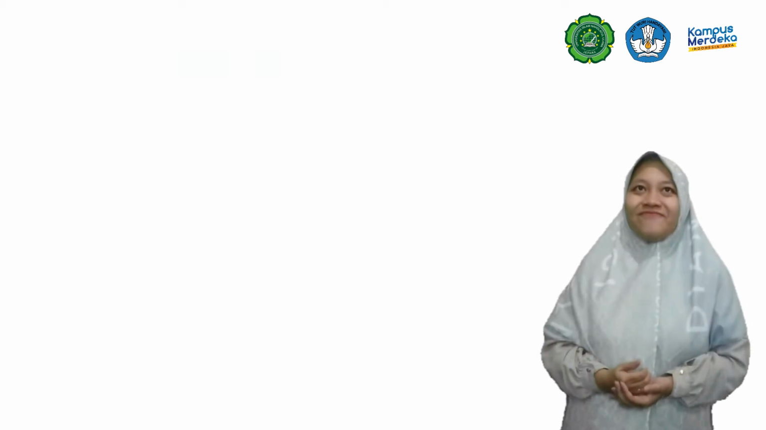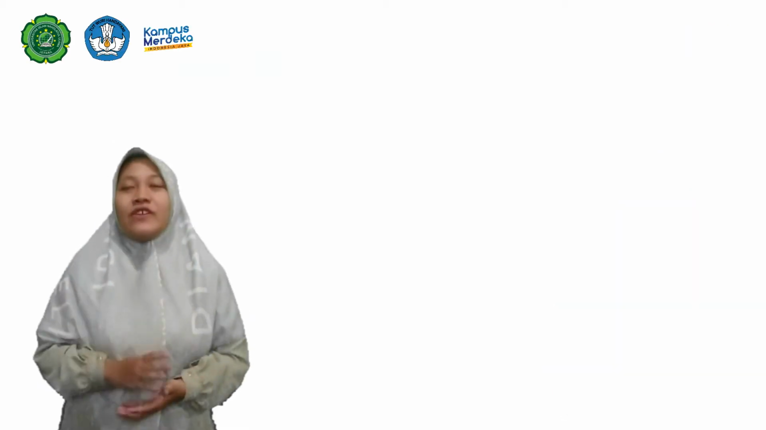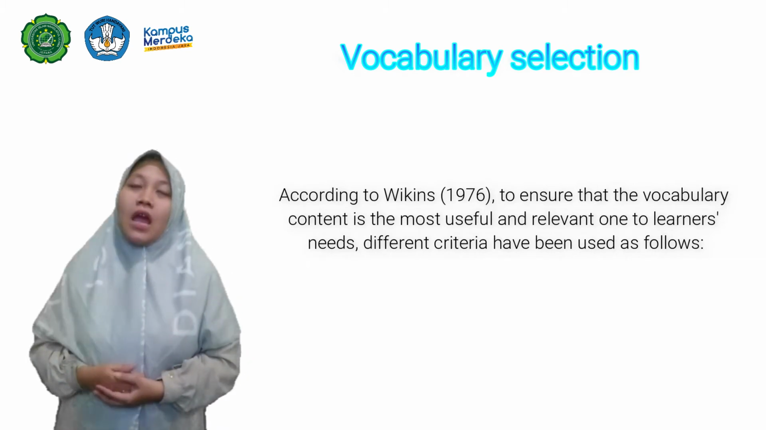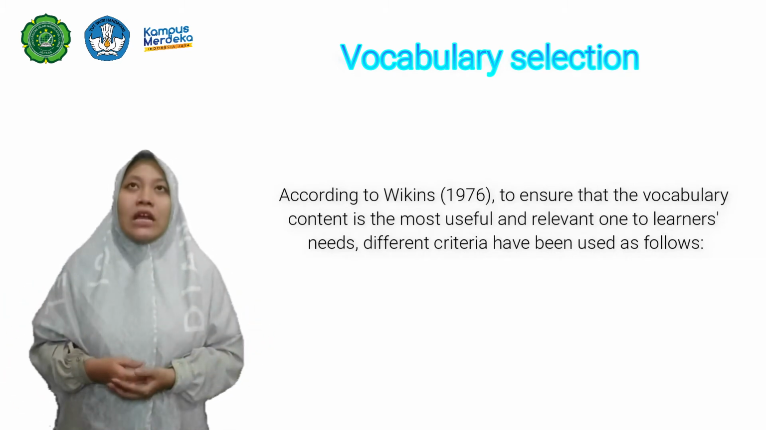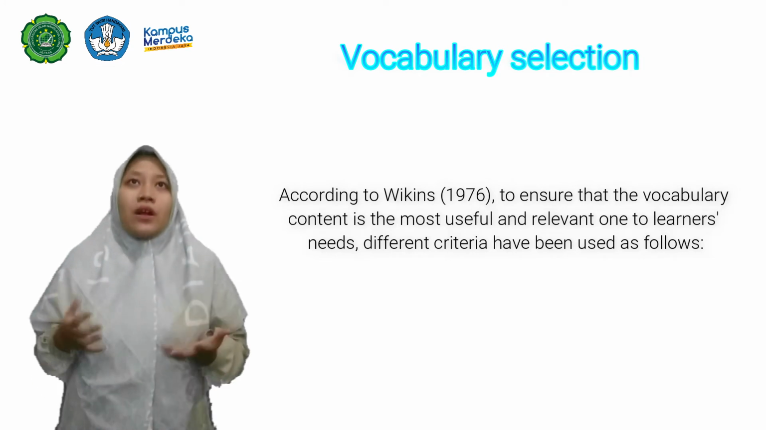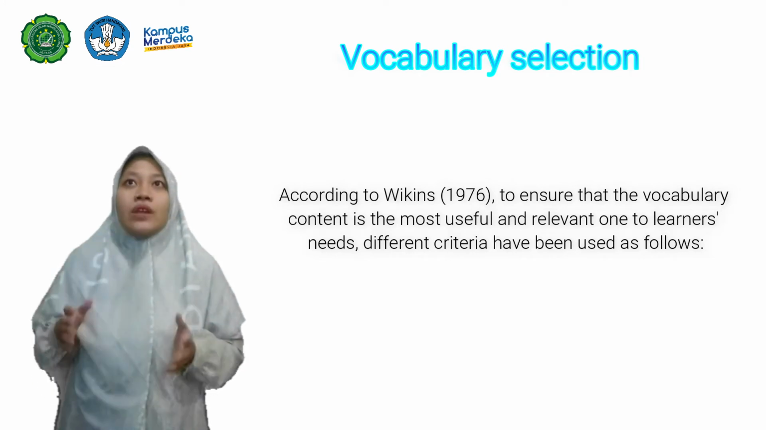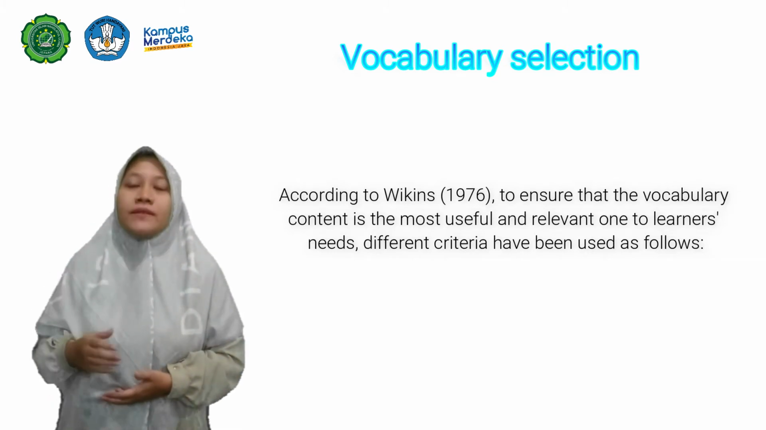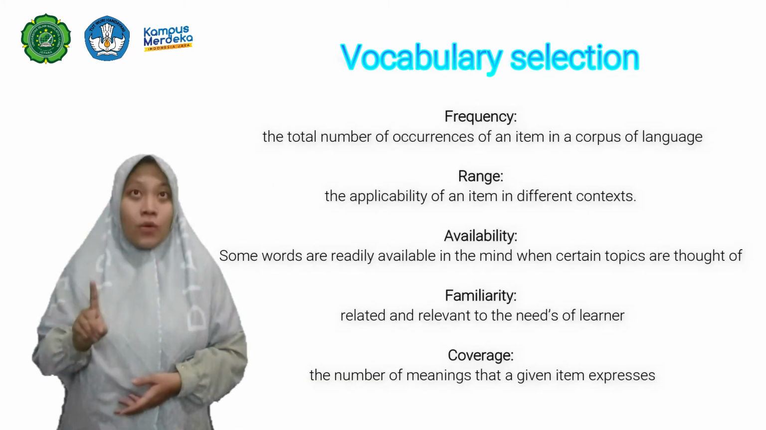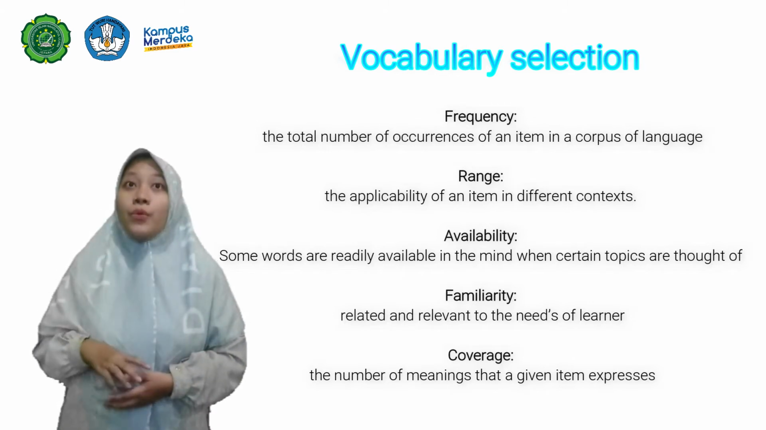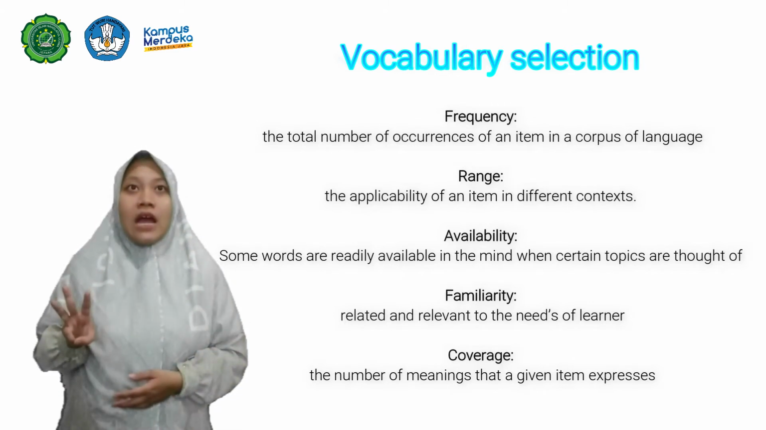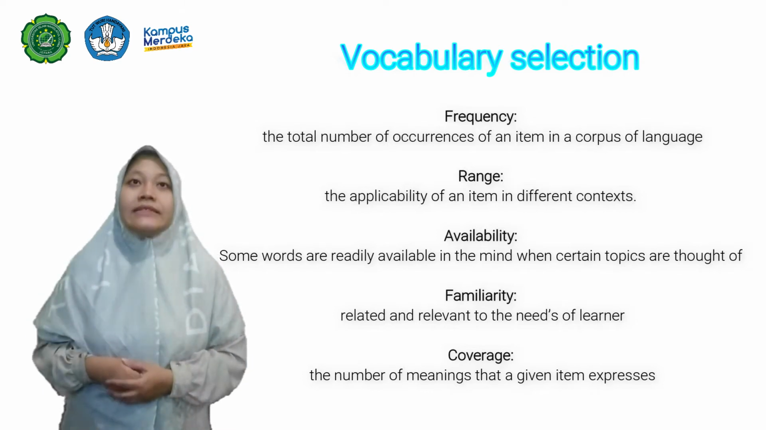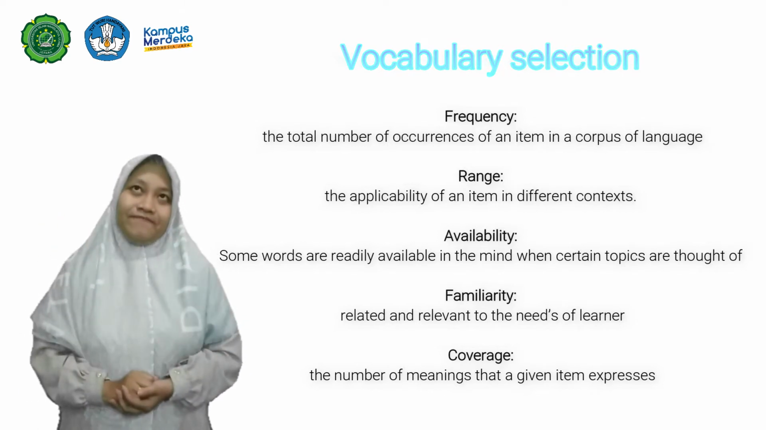Next. The first, we discuss vocabulary selection. So according to Wickens, to ensure that the vocabulary content is the most useful and relevant one to learners' needs, different criteria have been used as follows. The first, frequency. The second, range. The third, availability. The fourth, familiarity. And the fifth, coverage.